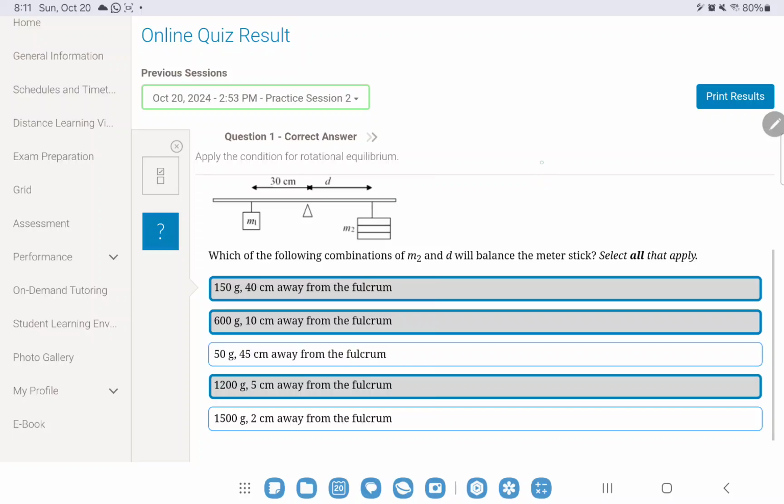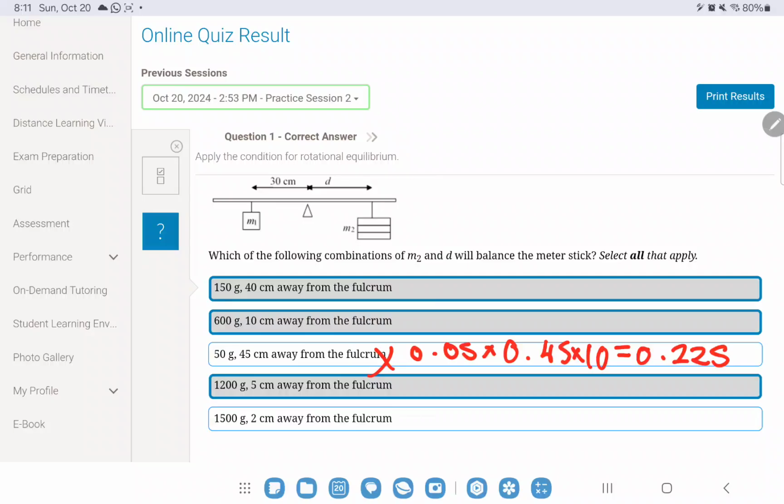Now let's go on to the other options. 50 grams, which is 0.05, times 0.45 times 10. Let's solve it really quickly. It equals 0.225, which is not 0.6, so it's wrong.